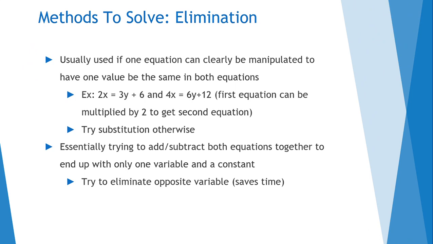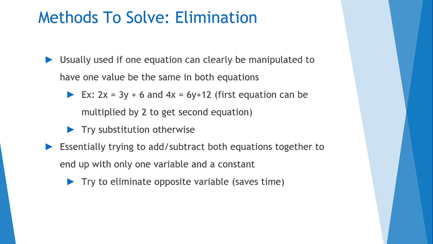So finally, the last method, elimination. It's one of my personal favorites due to how quick it is. It's usually used if one equation can be clearly manipulated to have one value be the same as the other equation. Essentially, we want to make sure that we wind up with either a y term with the same coefficient in both equations, an x term with the same coefficient in both equations, or just a constant in both equations. If you get some wacky coefficient to multiply an equation by to get the same term, don't sweat it. Just use substitution or graphing if you can to save you time.